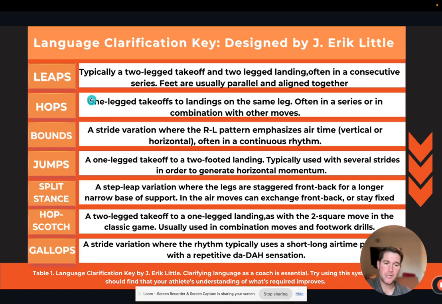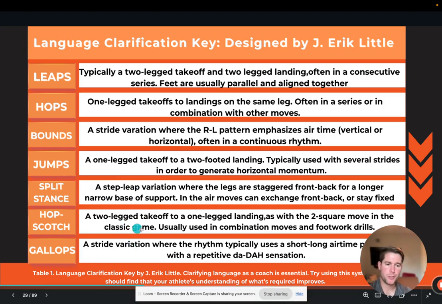Our hops are right to right, so the same leg. Our bound is where we go right to left. Hops and bounds are always interchanged. I see this all the time, and that is not good because the stresses that go through the system are significant. So we want to make sure that we are not mixing these two up. A jump is where we go from a 1-leg takeoff to a 2-leg landing. Split stance is where we're just staggering our feet.